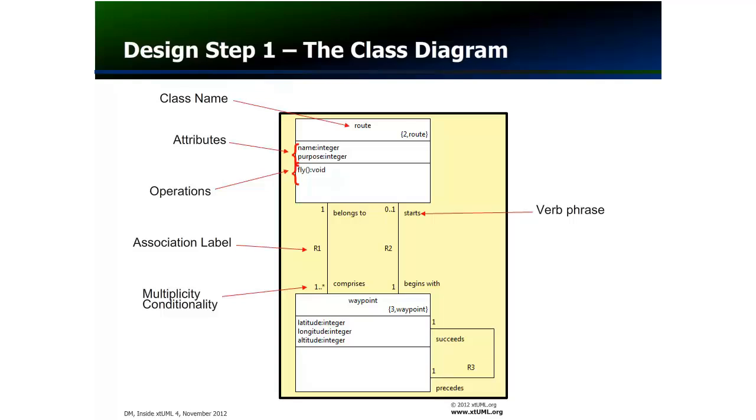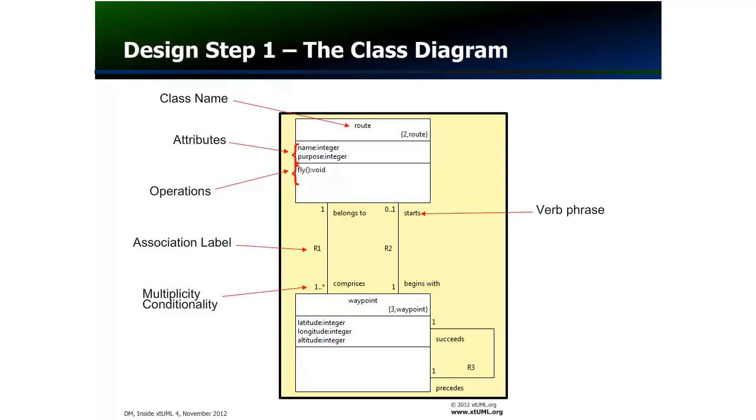Between classes are association lines that include verb phrases, association labels, and multiplicity and conditionality indicators. Verb phrases are an important part of the vocabulary of a diagram and contribute to the comprehension of the diagram. The verb phrase should be read in the form Class A, verb phrase, Class B. In the example shown, a waypoint starts a route, while a route begins with a waypoint.